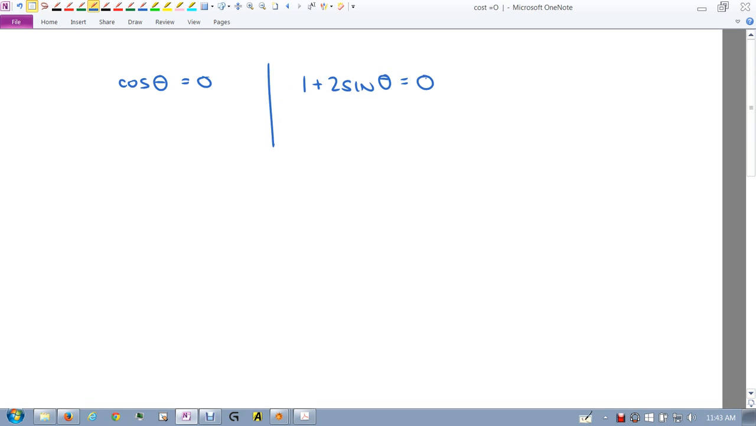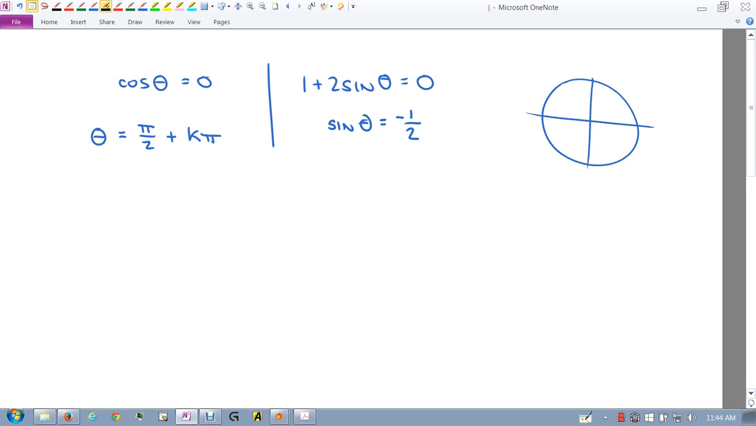How about cosine theta 0? Pi over 2 or 3 pi over 2, right? So we have an infinite number of solutions. We did something like that previously. This one, maybe move some stuff around. Sine theta is negative 1/2, so I subtracted 1 and divided by 2. Where is your sine negative 1/2? At what angle? So sine is your y-coordinate. That happens here and here. There are 2 places where your y-coordinate's negative 1/2.